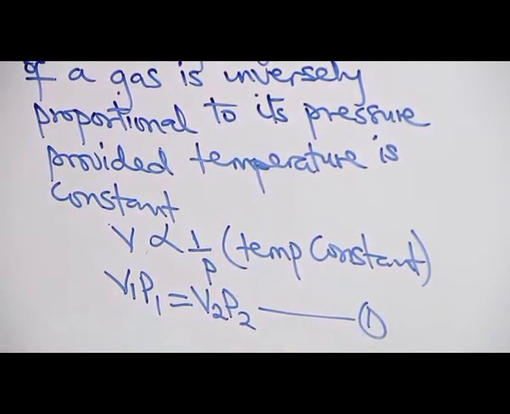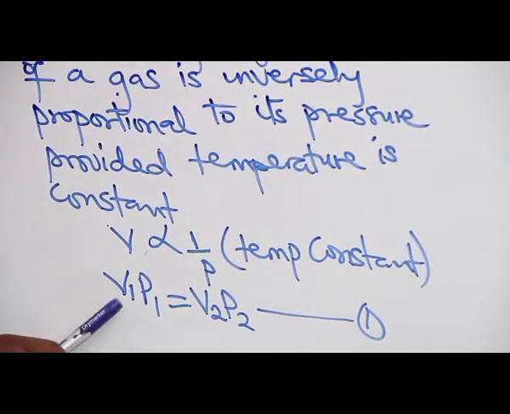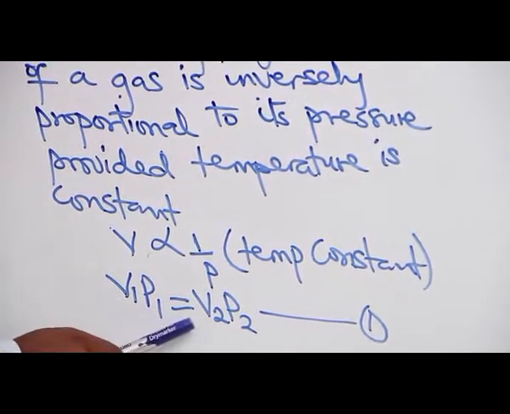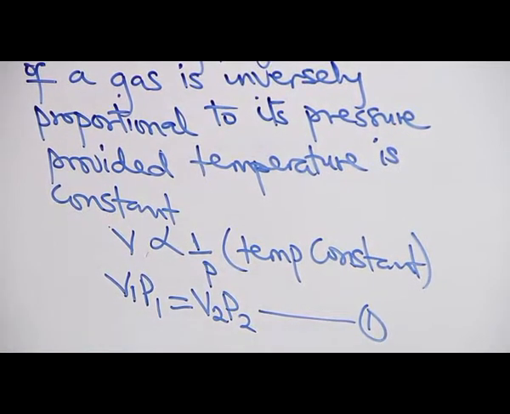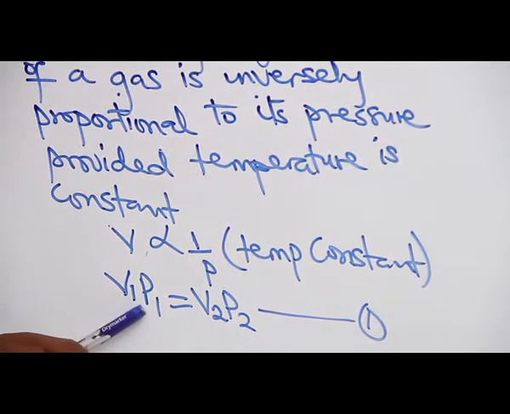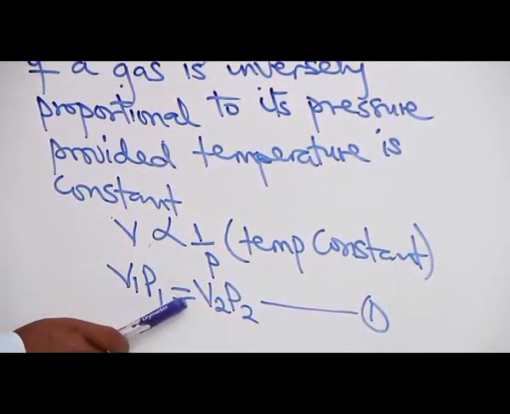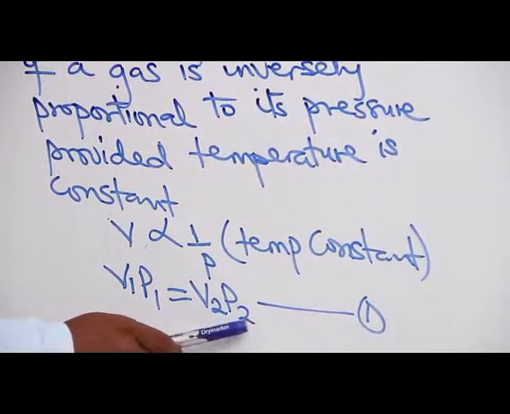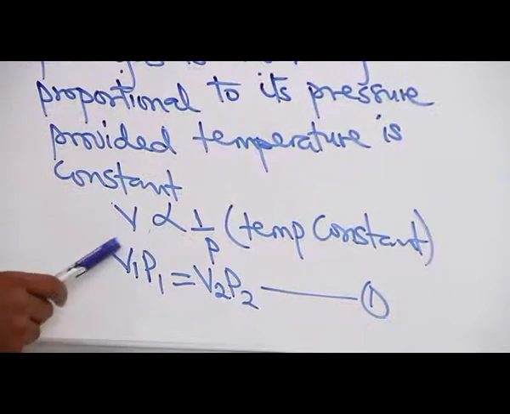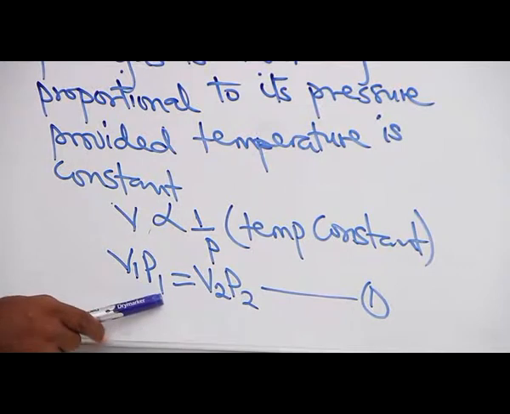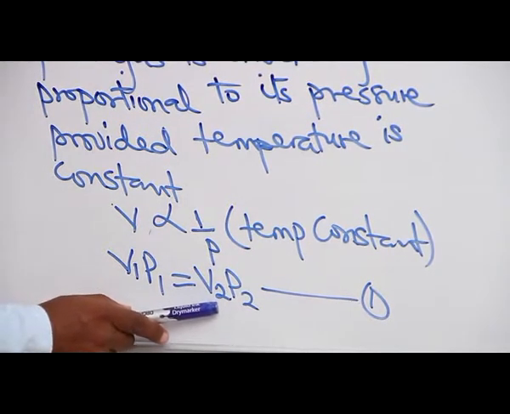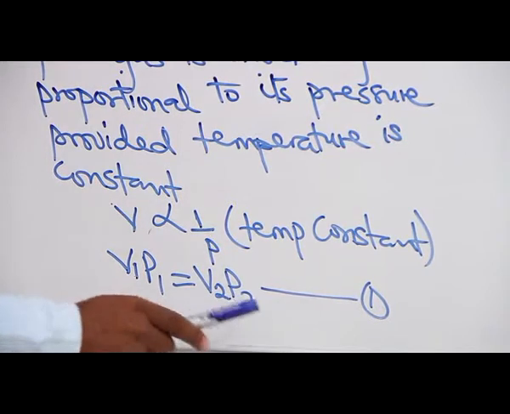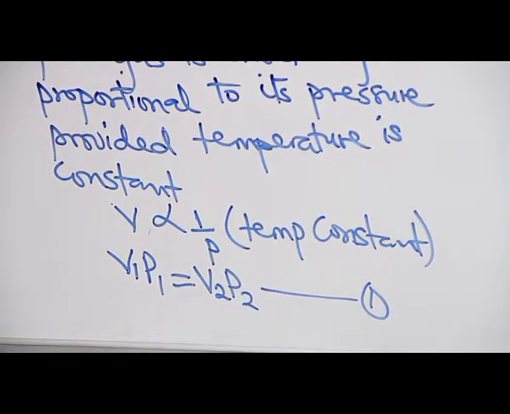In equation form for Boyle's law, V1 P1 is equal to V2 P2, equation 1 here. By this we mean the volume at the pressure P1 will be equal to the new volume at a given pressure. That's the product of the volume and the pressure at a given time will always be equal to the product of the volume and the pressure at another given time, provided temperature is constant.